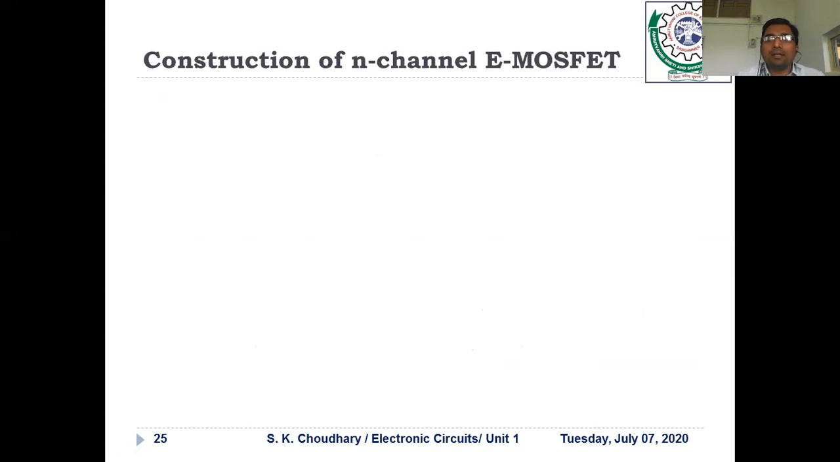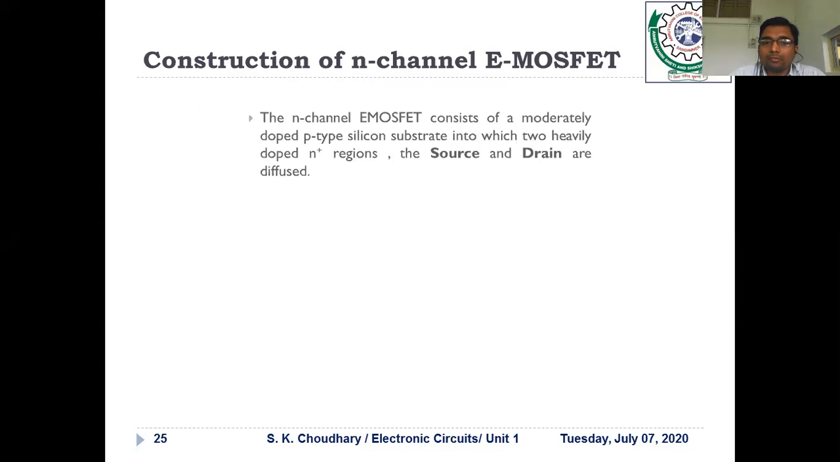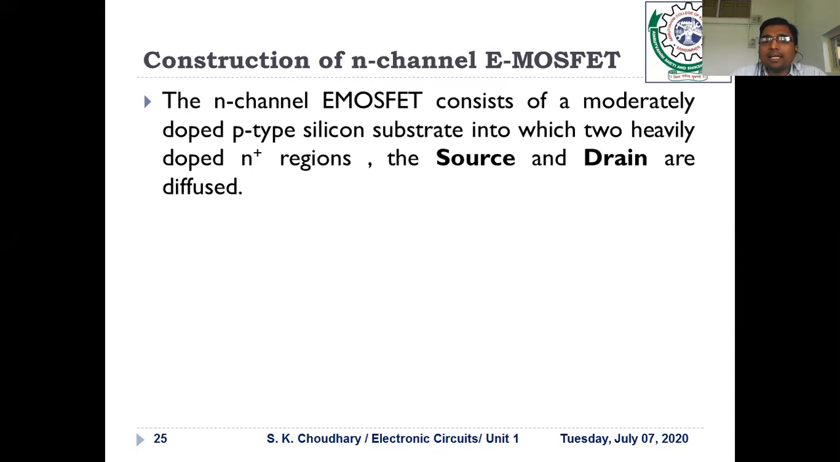Now we will see the construction of the N-channel enhancement type MOSFET. That's why it is called the E-MOSFET, meaning N-channel enhancement type MOSFET. The N-channel E-MOSFET consists of a moderately doped P-type silicon substrate into which two heavily doped N plus regions, called the source and drain, are diffused.